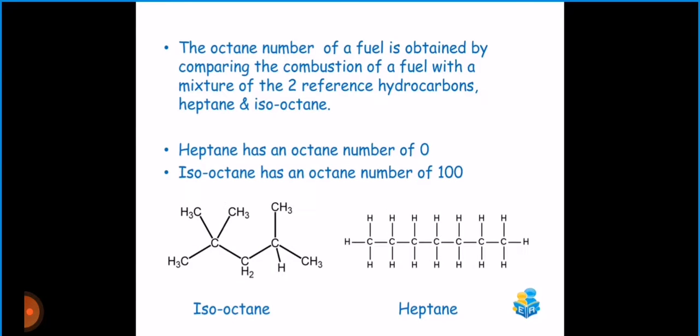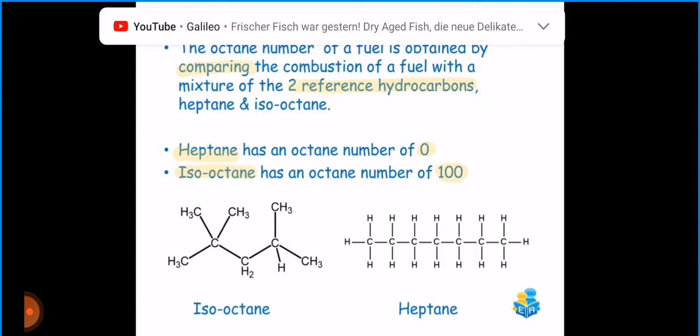It's a good question to wonder how the octane number of a fuel is obtained. The octane number of a fuel is obtained by comparing the combustion of the fuel with a mixture of two reference hydrocarbons, heptane and isooctane. Heptane has an octane number of 0, and isooctane has an octane number of 100. These are the two structures here, and you need to know their names, how to draw them, and their octane numbers.